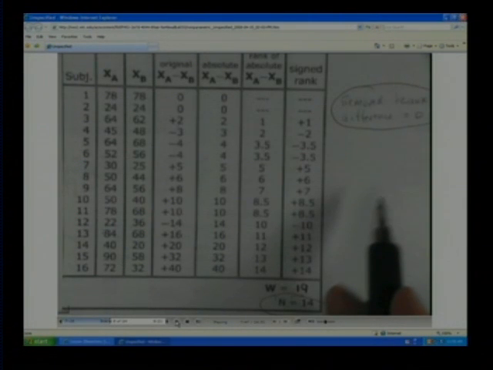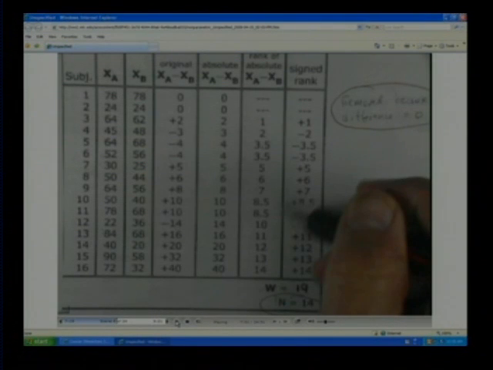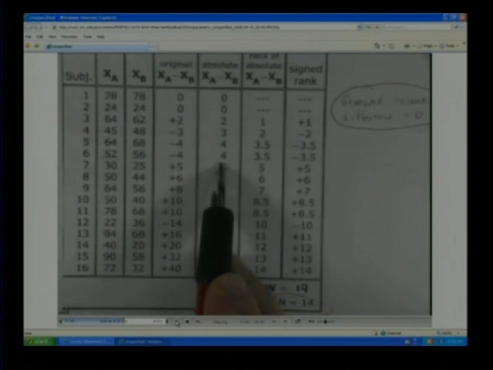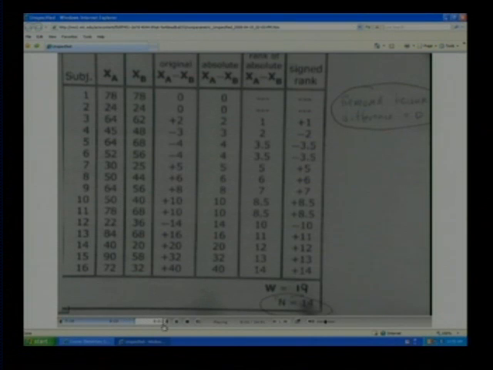Then we rank those differences. Again, the 2 has a rank of 1, 3 had a rank of 2, 4, there's 2 of those, so we average the 3 and the 4 to get a 3.5. Continue all the way down. This last number, 14, should match up with the sample size, unless it's tied. If it's tied, then it'll be an average of the number previous to that and this one.